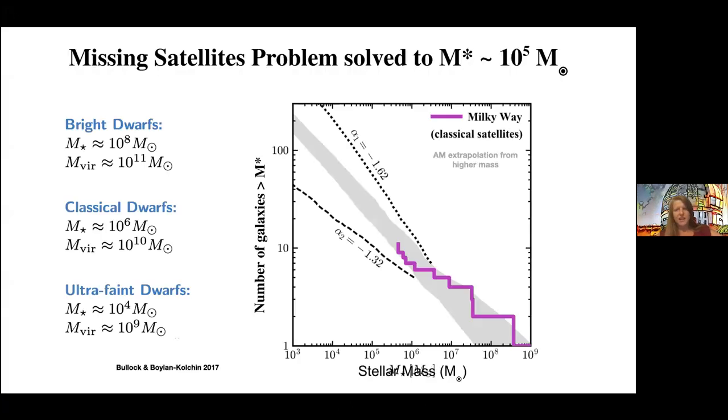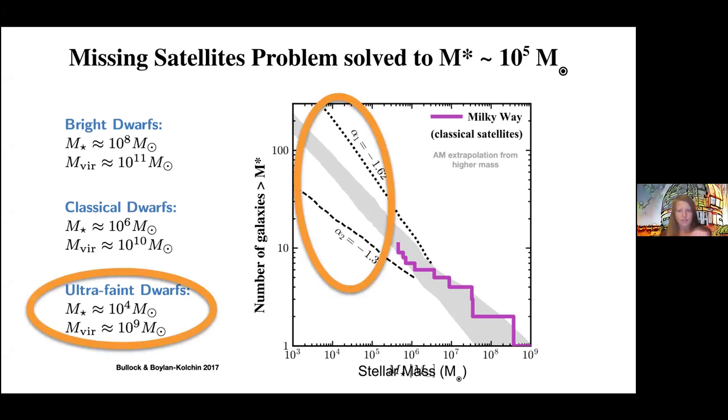Go ahead and advance the slide. That's because down to a stellar mass of about 10 to the 5, which is what Ozzy was really talking about, above the ultra faint regime, there really is no missing satellites problem. It's really only in the ultra faint regime, below about 10 to the 5, that we may or may not have a missing satellites problem.